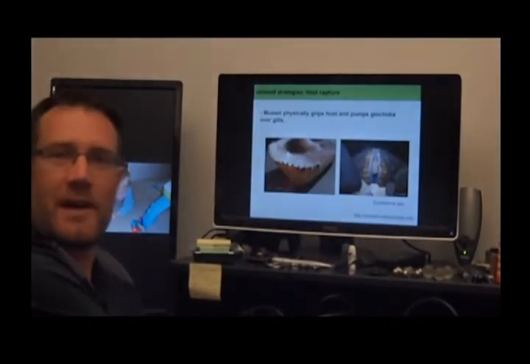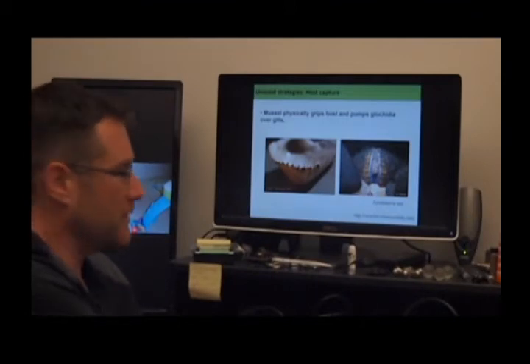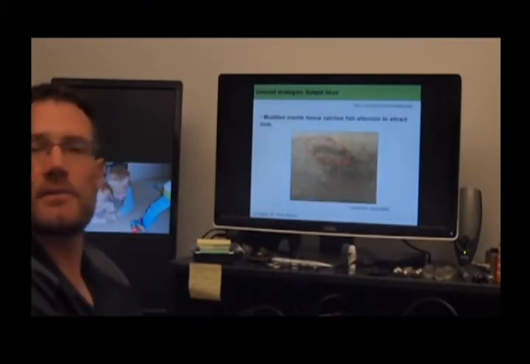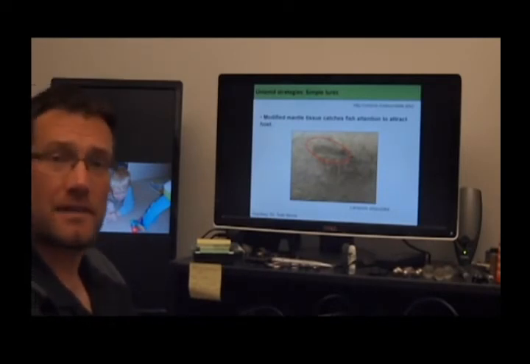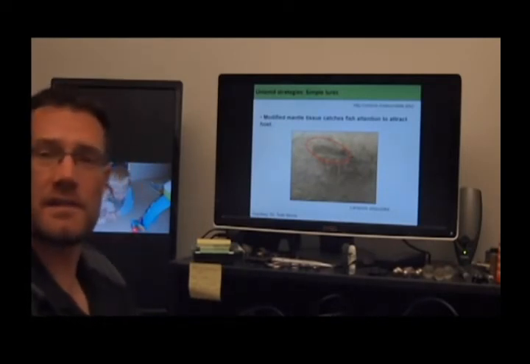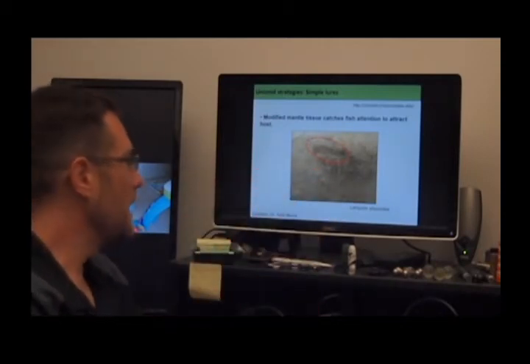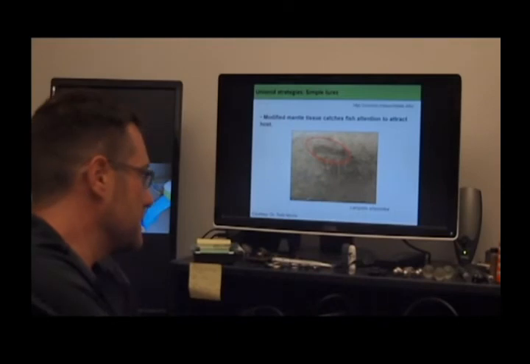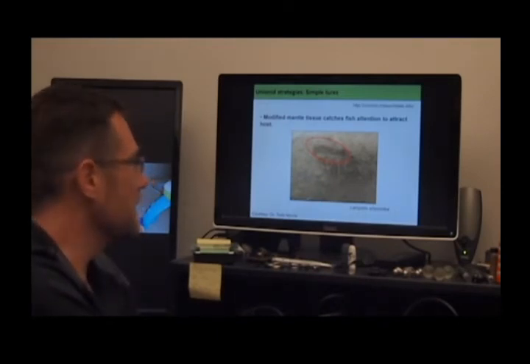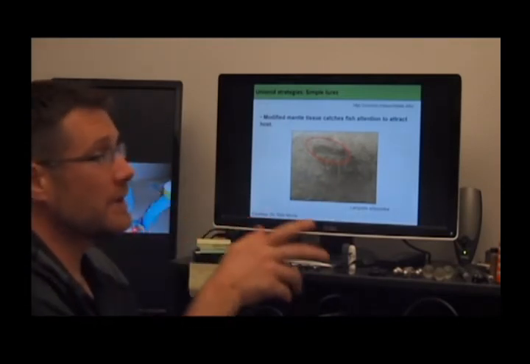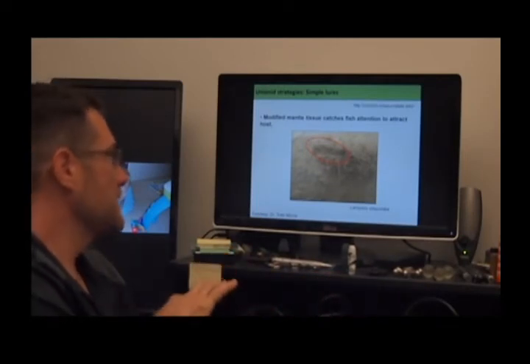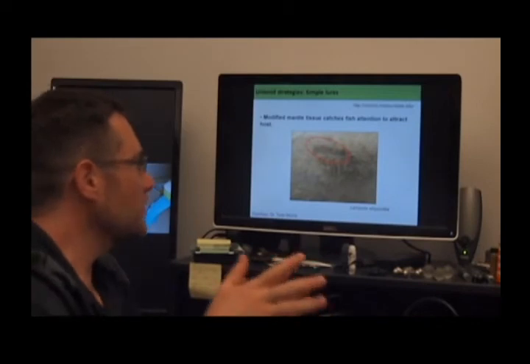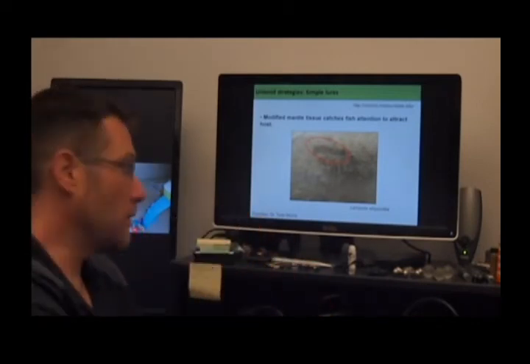We talked about clamping onto the fish with the shell, then injecting, and we also talked about the evolution of lures that attract the fish, and then while the fish is trying to feed on the mussel, the Glochidia will be shot out into the face of the fish and then basically infect them that way. We talked about simple and complex lures. Simple lures are very minor modifications of the mantle tissue that just look a little bit like something or move a little bit in the water.